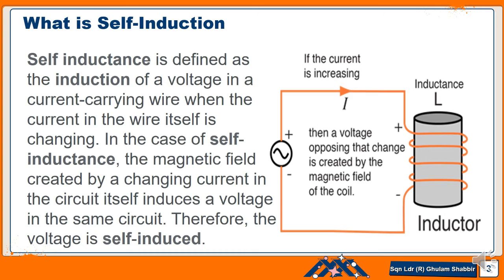So self-inductance is defined as the induction of a voltage or current in a current carrying wire when the current in the wire itself is changing. In the case of self-inductance, the magnetic field created by the changing current in the circuit itself induces a voltage and current in the same circuit, the same coil. Therefore, the voltage is self-induced, or the current is a self-induced current.